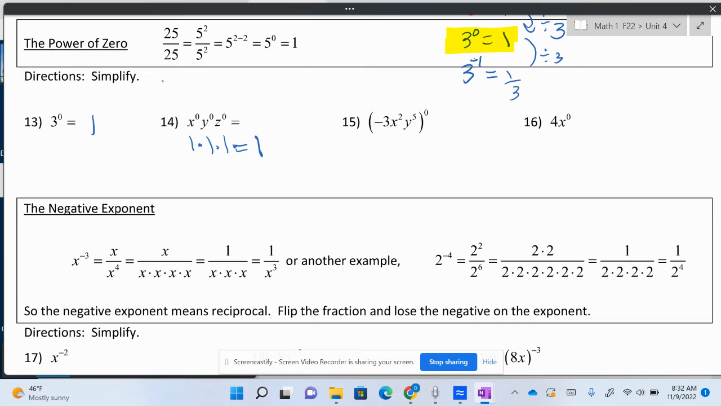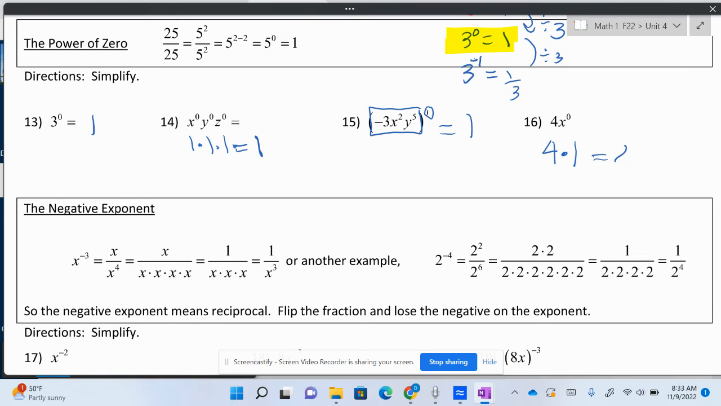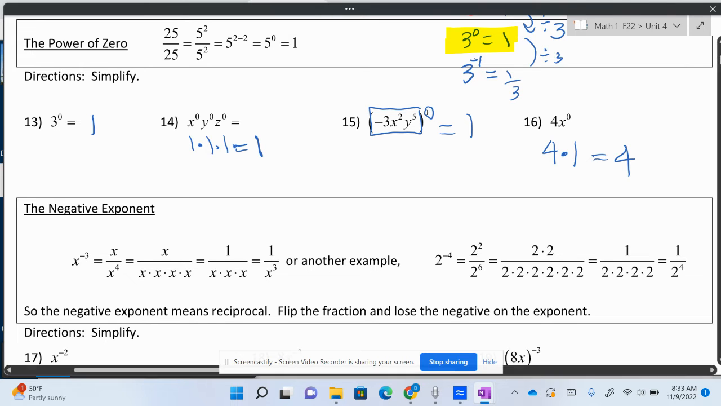So you don't know this rule yet, but this is saying take this whole thing to the power of 0. What does that mean? The whole thing equals what? 1. This is saying 4 times 1 because it's not grouped in a parenthesis. This is saying 4 times 1 because x to the 0 power is 1. 4 times 1 is 4. A lot of times I see things to the 0 power as 0, and that's not true. Not true, not true. Okay.